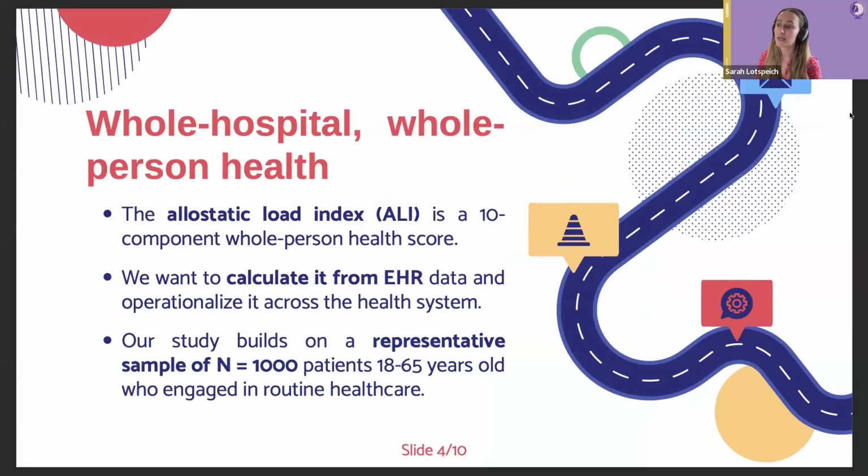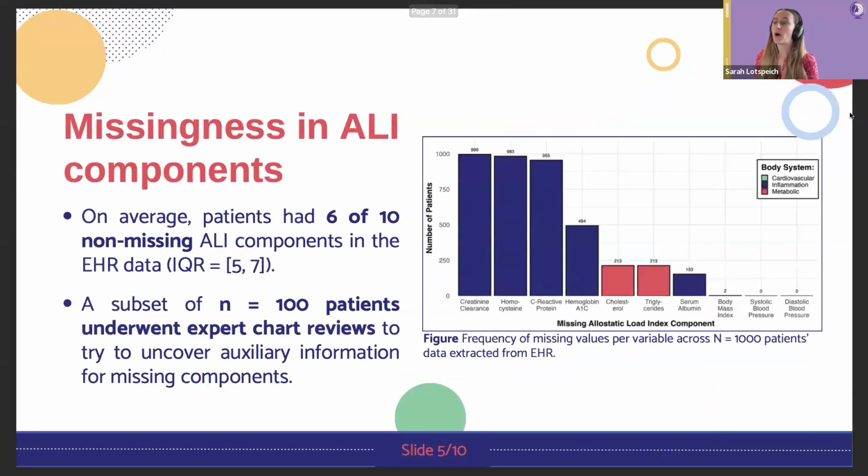And so in a previous study, we extracted 1,000 patients at random who were chosen based on 2 criteria. They had to be adults 18 to 65 years old, and they had to be newly engaging in routine healthcare, meaning have a primary care visit in the 2-year period right up before COVID. And so on average, patients in that original data pool had 6 of the 10 non-missing ALI components, but the interquartile range varied between 5 and 7.